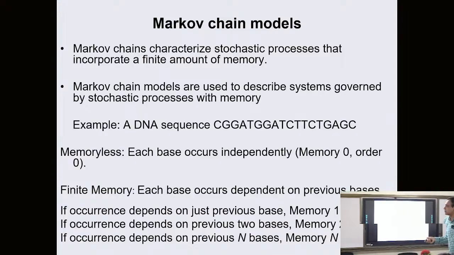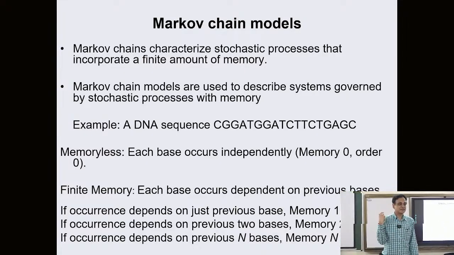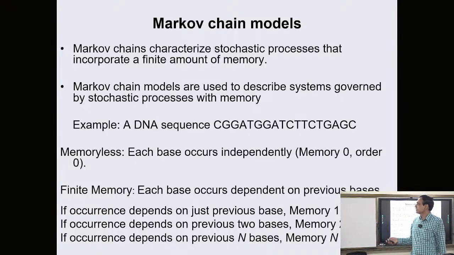If the occurrence of a base depends on just the previous base, for example, if the occurrence of T depends on the just previous base A, what is the memory, how many bases? One base only. Sometimes I will say base or nucleotide, it means the same. So that means memory 1 and a Markov model of order 1. If the occurrence of a base depends on 2 previous bases, then the memory is 2, and this is a Markov chain model of order 2, and so on.